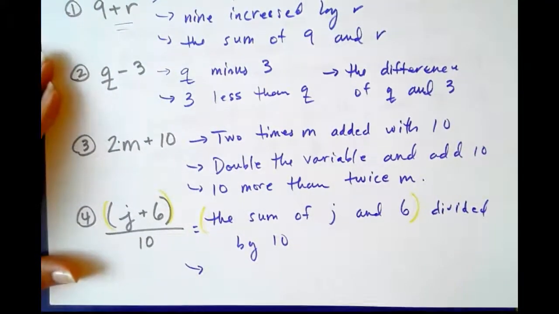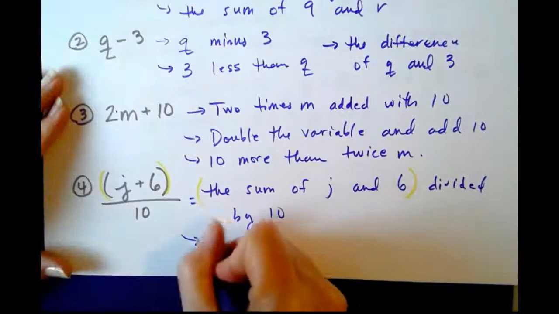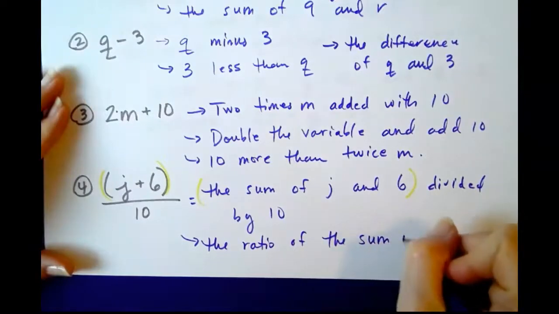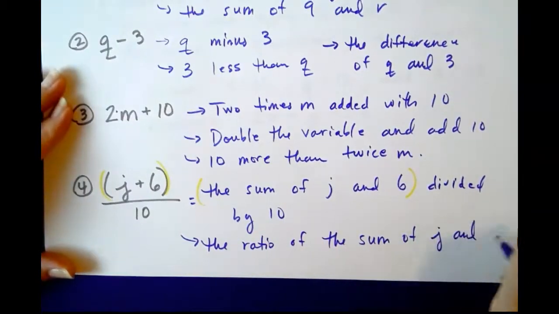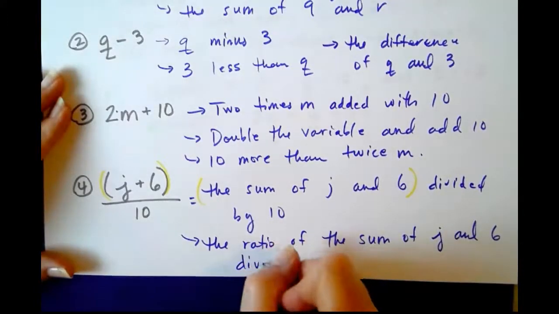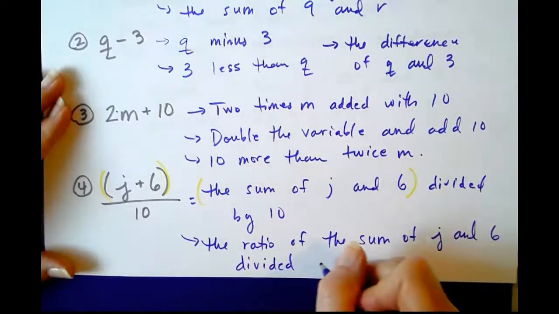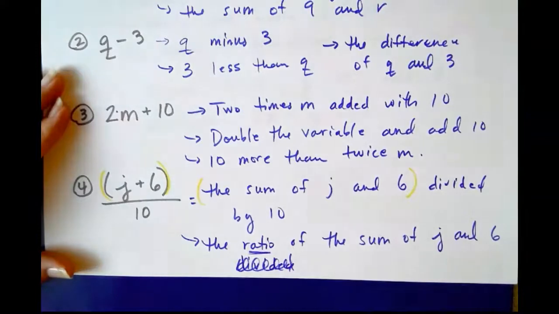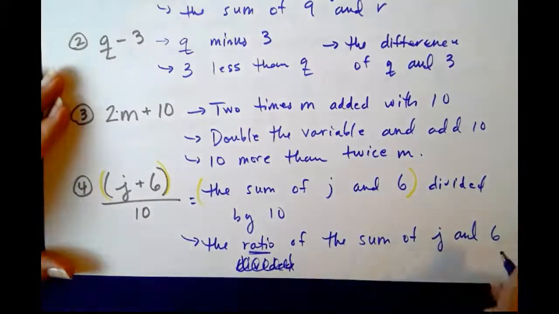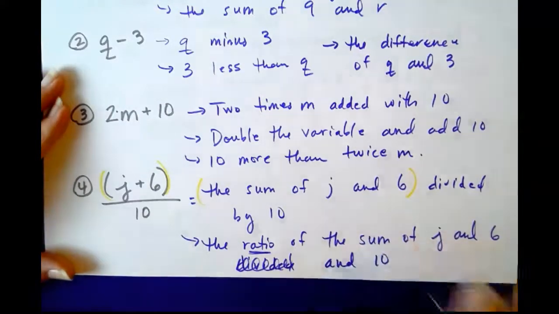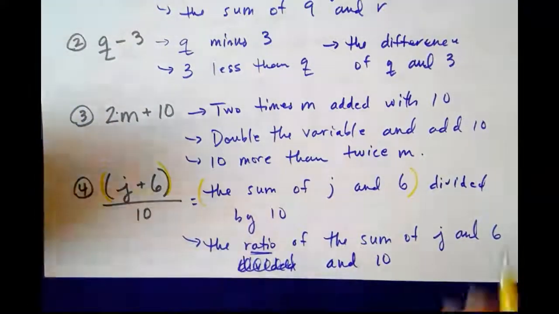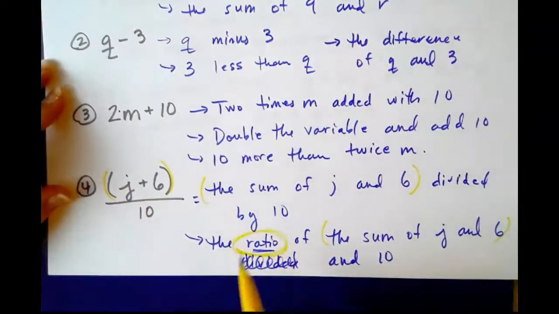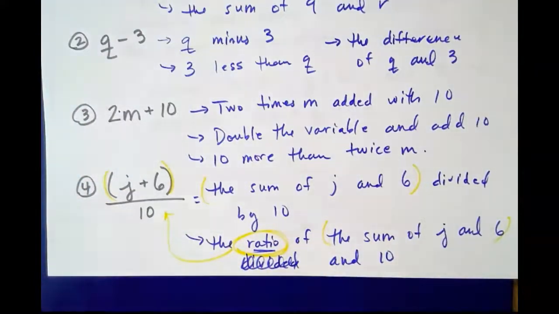So let's see, what is another way? We could say the ratio of the sum of j and 6 divided by... actually, I don't want to say divided by. If I'm calling it a ratio, that's where I'm indicating division. The ratio of the sum of 6 and j and 10. There we go. So I don't need to say divided by, because when I say the sum of j and 6, I'm saying that has to happen first, and when I say ratio, that is what is indicating the big fat fraction bar.